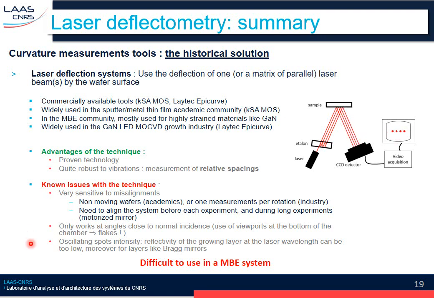But there are also some issues. The first and main one for me is that it's very sensitive to misalignment. You need to align the system before each experiment and even during long experiments. Then you need to use motorized motors to always tune and to capture these spots with a CCD detector. It works only at normal incidence, and there is also another main issue, that is that you use monochromatic light with lasers, and if the reflectivity of your sample is changing a lot, like when you're growing Bragg mirrors for instance, then you may lose your spots from time to time.